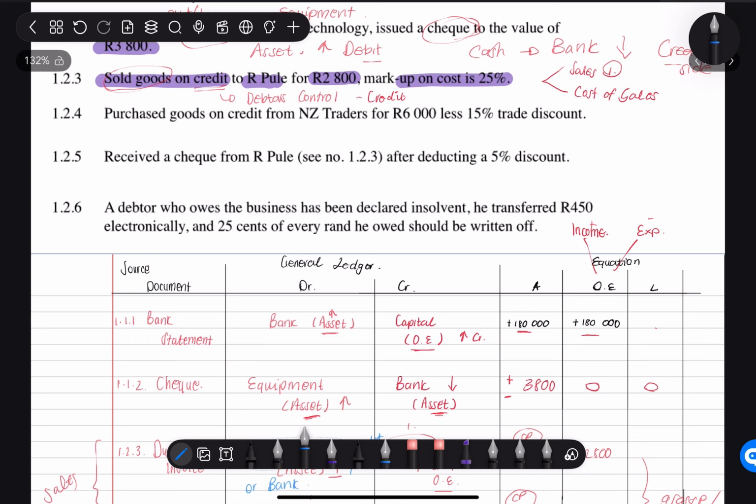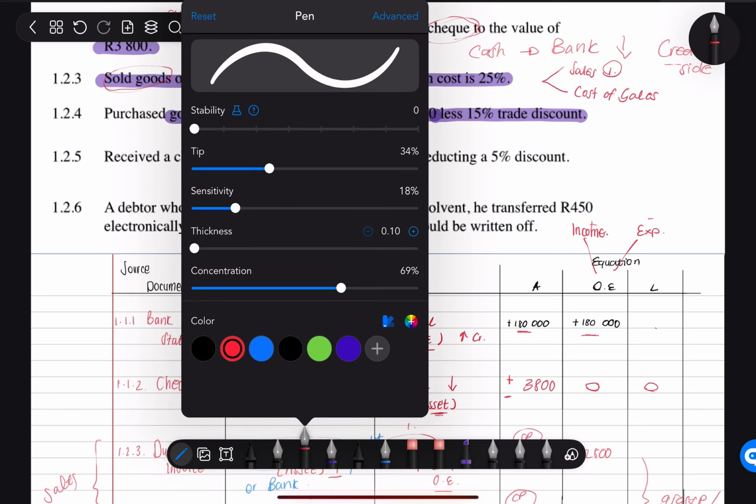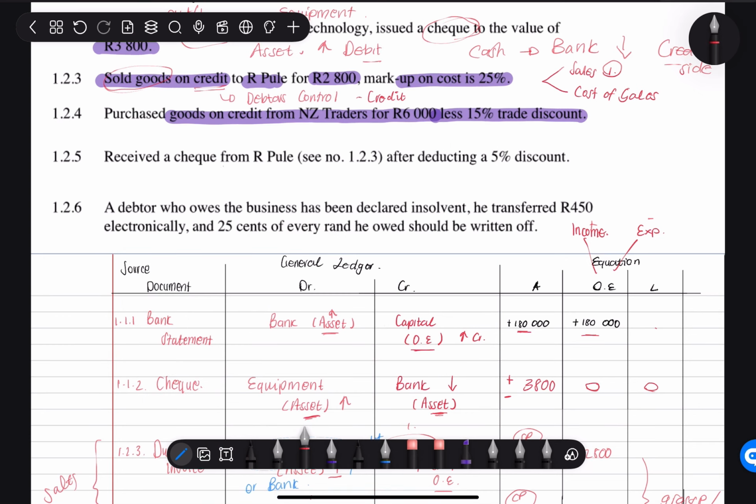1.2.4. If it doesn't make sense, please leave a comment in the comment section. 1.2.4, purchase goods on credit. Purchase goods on credit from NZ Traders, 6,000 less 15% trade discount. Okay. So we bought goods on credit from, so perspective is so important. So we're not buying to, we're buying from. So we take our money.